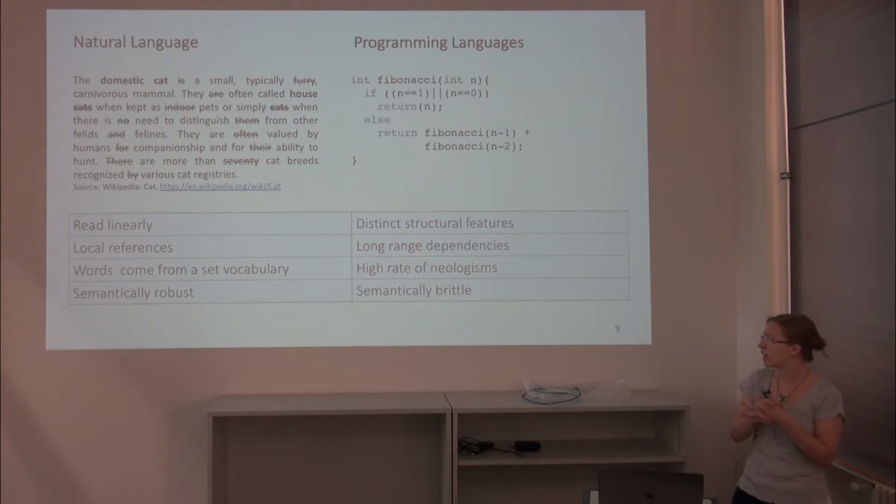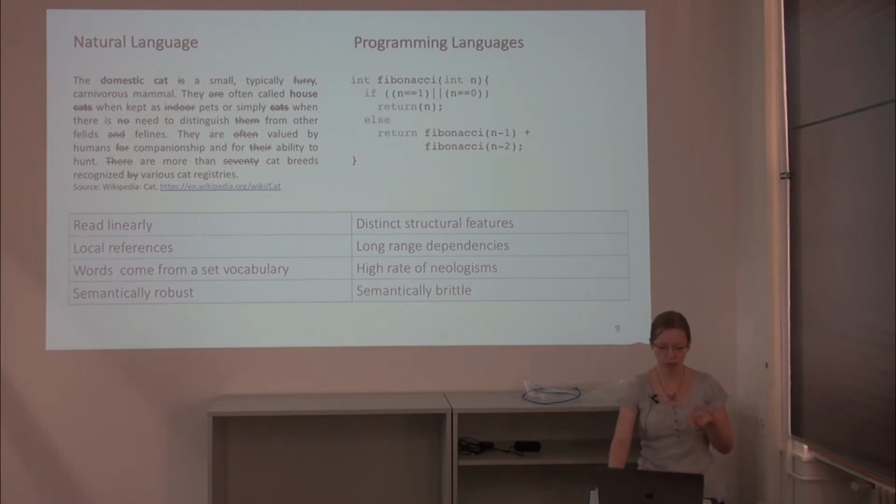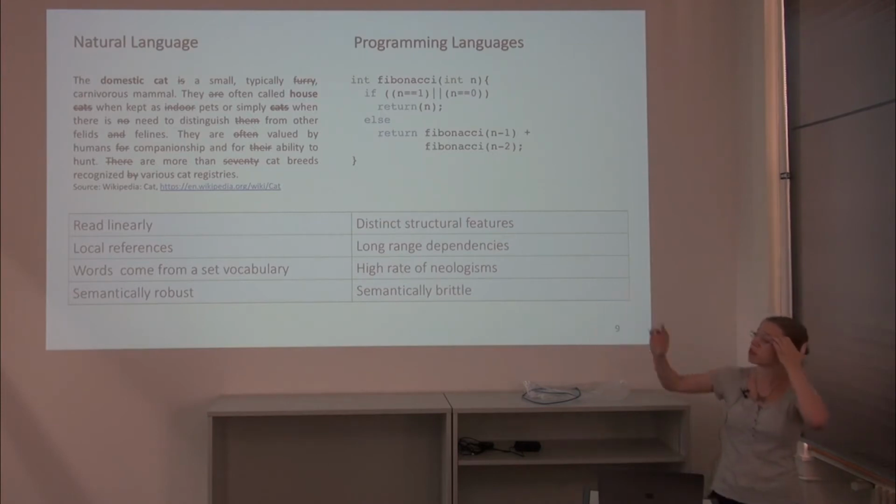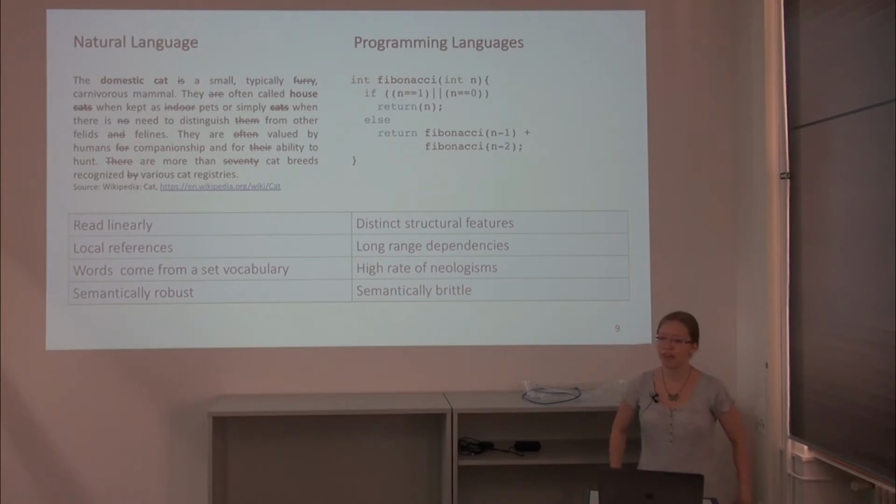And then the last difference that I'd like to point out is that natural language is a lot more semantically robust than programming language is. So here I struck out a few words from the Wikipedia article on cats, and I bet that if I were to give each one of you these paragraphs with those words struck out, you still would have a pretty good idea of what this text is talking about. And I struck out, I believe, 1 word out of 4 regularly, so there was 1 word out of 5.